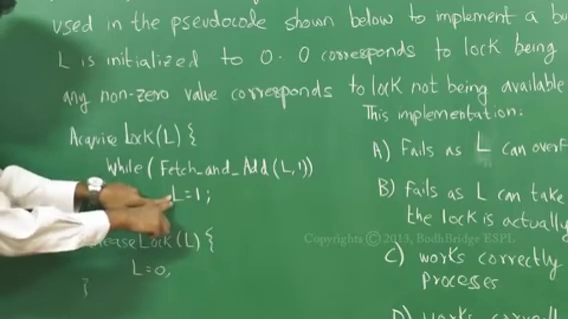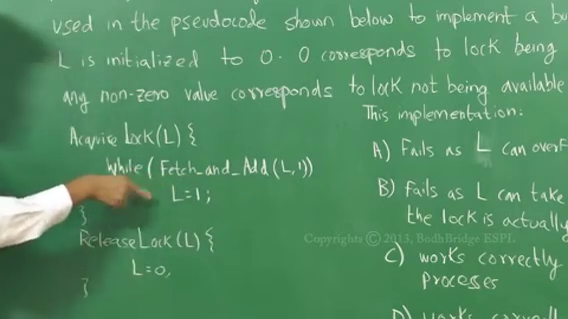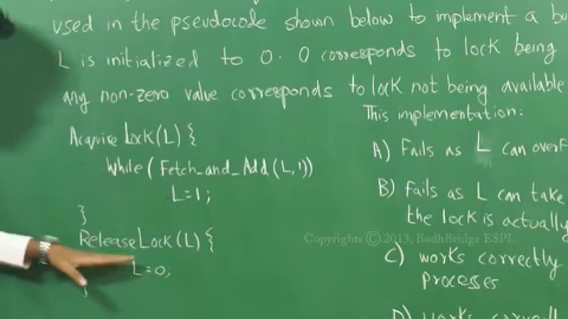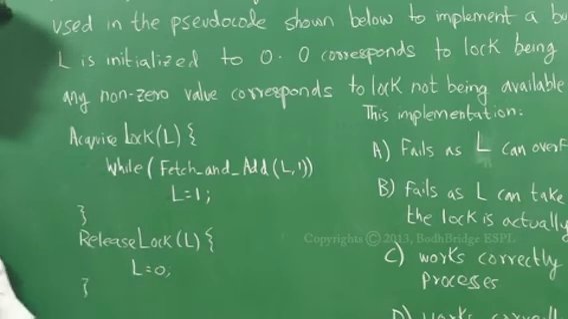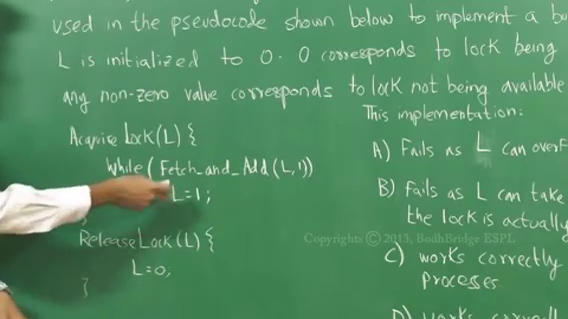So now since L is equal to 1, this will be true. So P2 will keep looping in this while loop and P1 already executed this and went off. So no one is there to release the lock now. So what happens is that P2 will keep looping here.